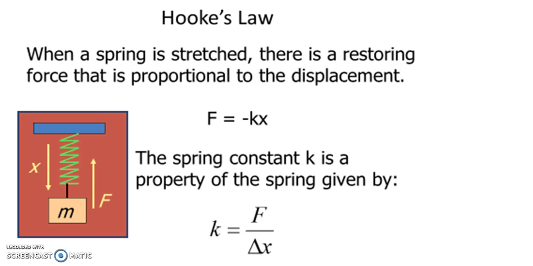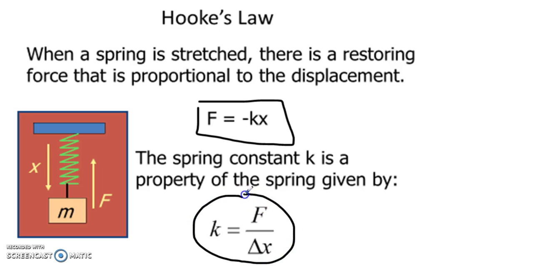Hooke's law. When a spring is stretched, there is a restoring force that is proportional to the displacement. So please note that we have F equals negative kx, where k is the spring constant. If we need to find k, k equals F over the change in x.